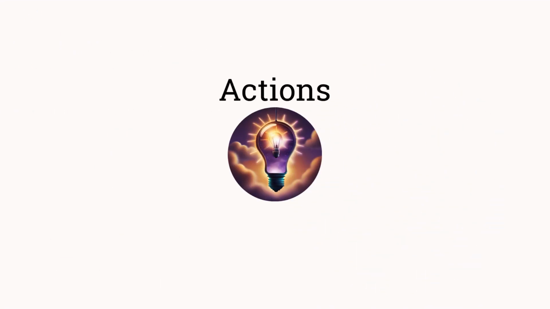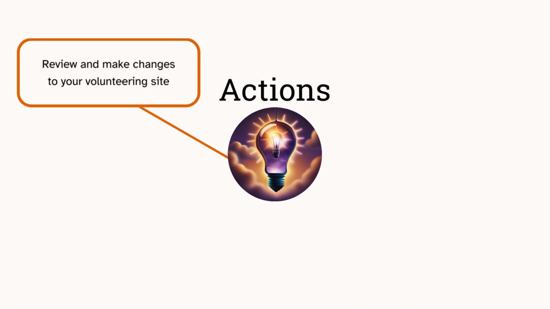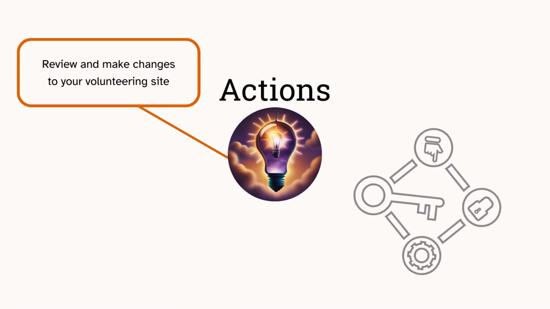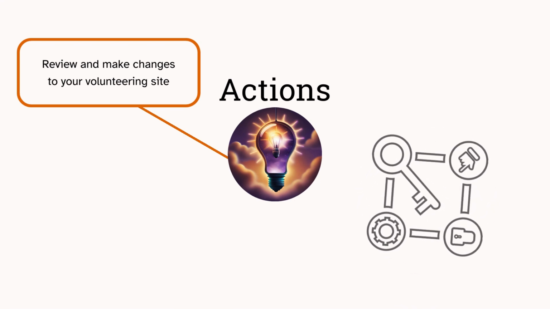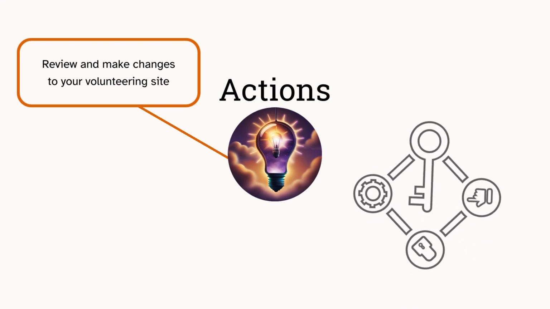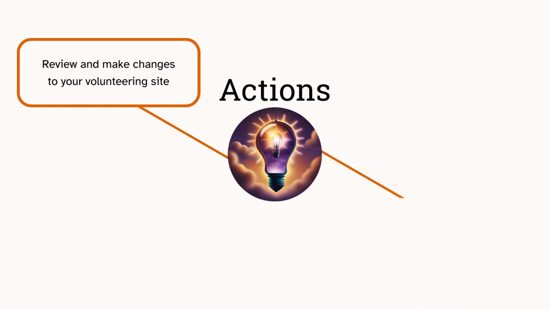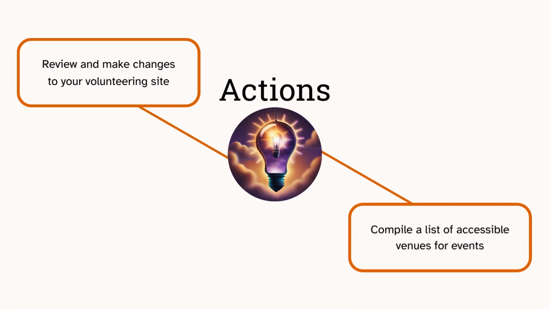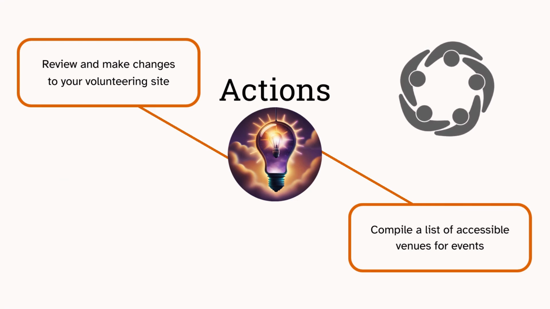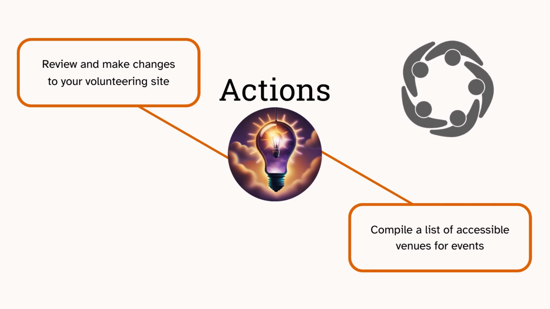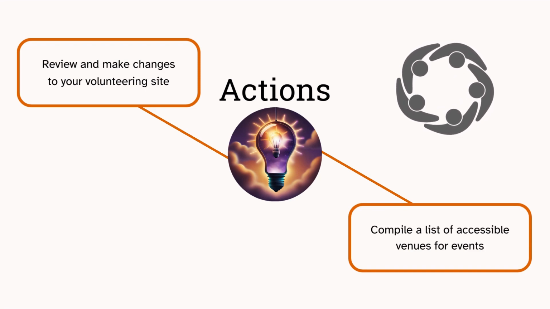Actions. Consider making changes to the way your volunteering site is used, for example, so the accessible entrance is the entrance for everyone. If this isn't possible, make sure to display clear signage at every session. Make a list of accessible venues for all the types of events that your organisation might hold for volunteers, and refer to it at the planning stage. Whether it's a volunteer social, training session, or team meeting, everyone should be able to attend.